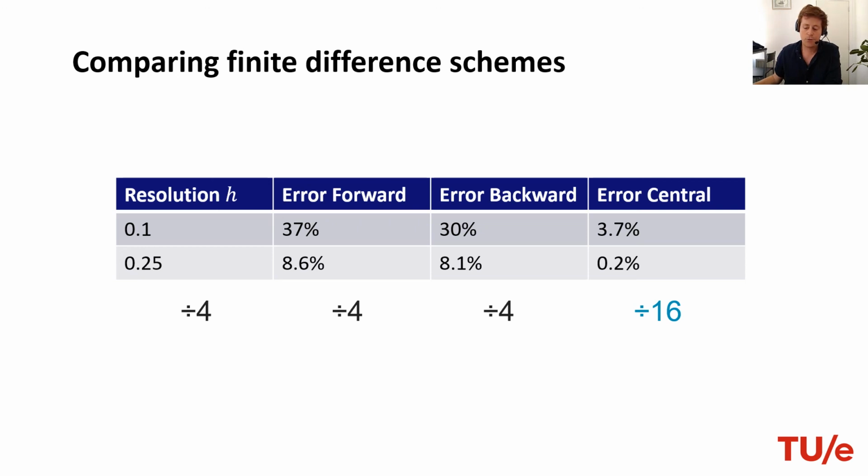Now, in order to elucidate why this is the case, we will look into how finite difference schemes of arbitrary accuracy can be derived from Taylor series expansions in the next section.